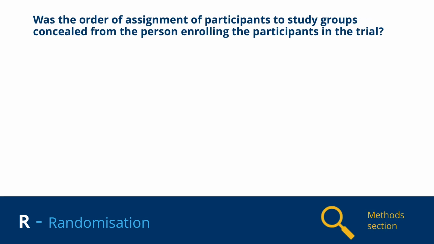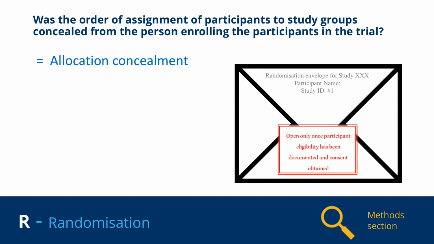The second component of effective randomization involves concealing or hiding the order in which participants will be assigned to study groups from those enrolling participants into the study or allocating them to study groups until the moment they are allocated. This is called allocation concealment and is necessary because the benefits of randomization can be undone if the order in which participants are assigned to the study groups is interfered with in any way.